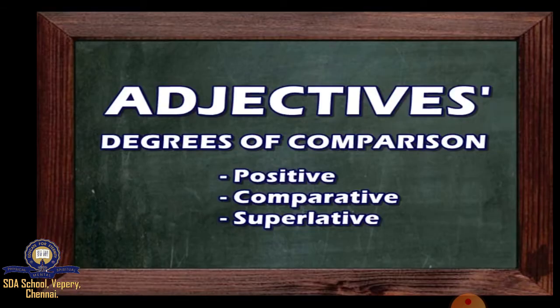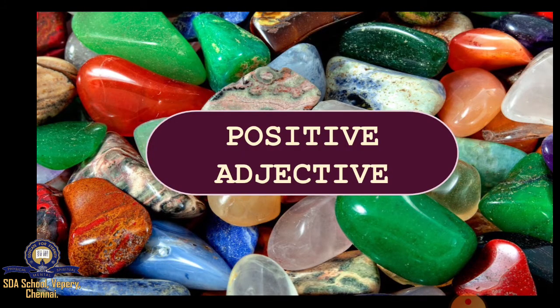So when we say degree of comparison, there are 3 degrees. The first one is positive, second one is comparative, and the third one is superlative. So these are the adjective degrees of comparison. So you might be wondering, what is the difference between the 3? So now let's get into a detailed study about all the 3. So first, let's start with the positive adjective degree of comparison.